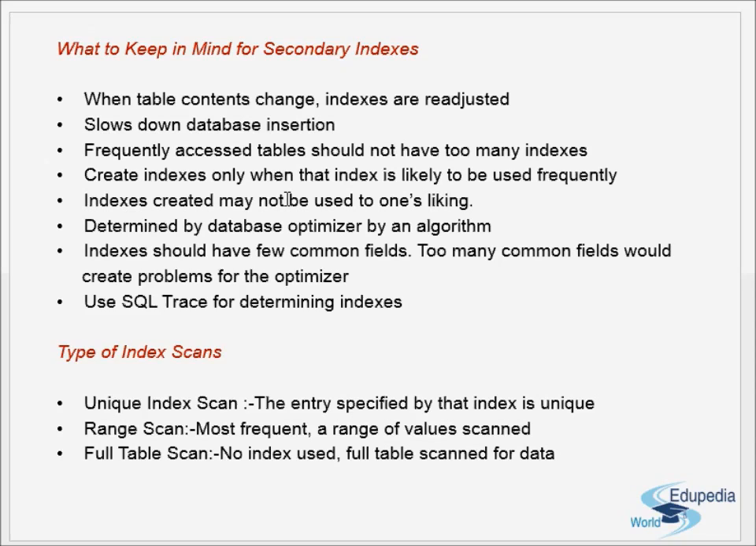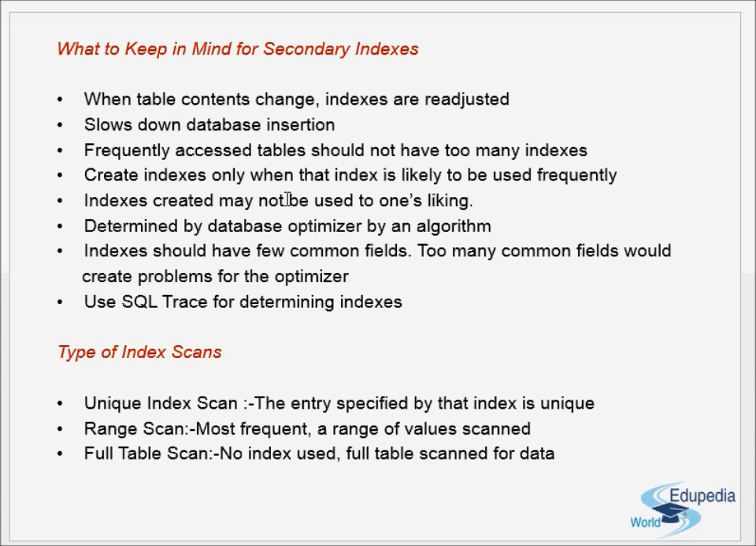The next one is the types of index scans. We have a unique index scan, a range scan, and a full table scan. In the unique index scan, the entry specified by the index is unique. When we go for a range scan, a range of values is scanned. A full table scan means no index is used. The full table is scanned for the data.